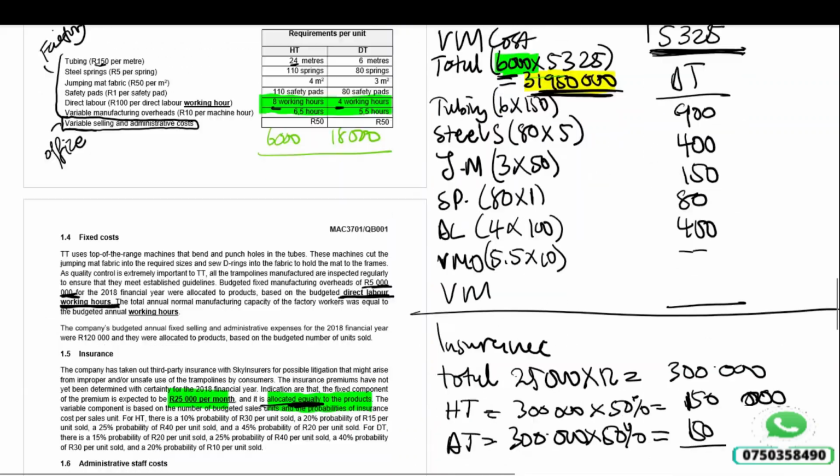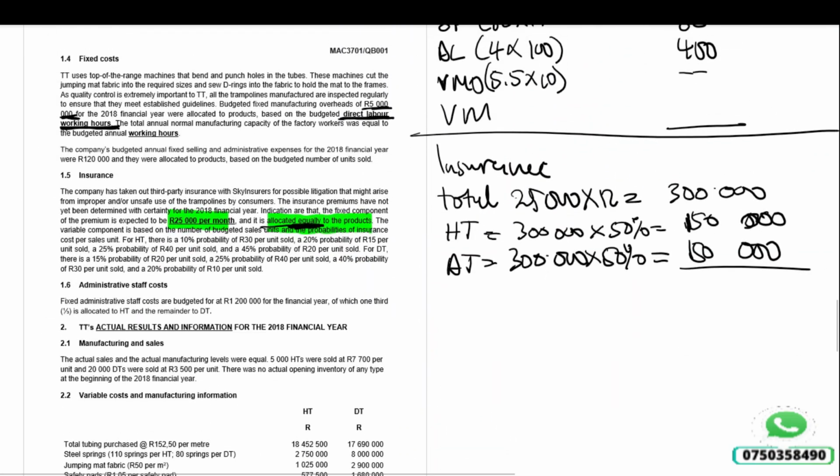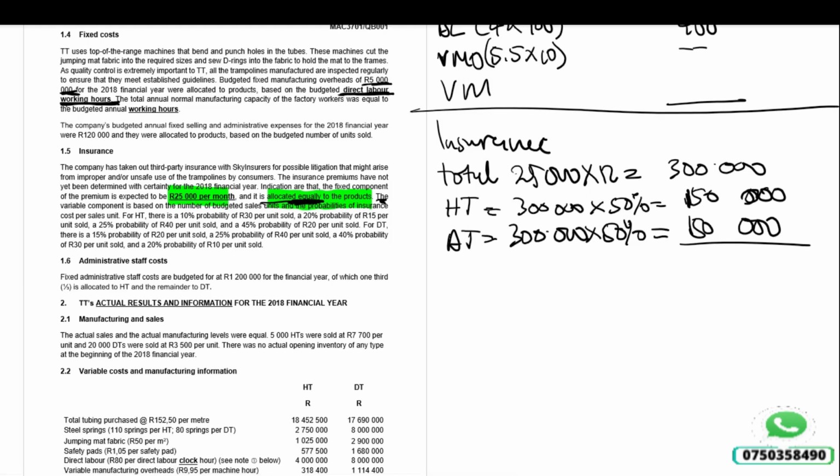Now let's continue working with this. They said here that the variable component is based on the number of budgeted sales units and the possibility of insurance cost per sales unit. For HT, there's a 10% probability of 30 Rand per unit sold, 20% probability of 15 Rand per unit sold. Since I've been given probabilities, I have to calculate the probable outcome. Whenever you're given probabilities, you must calculate the expected variable insurance cost, the expected outcome.